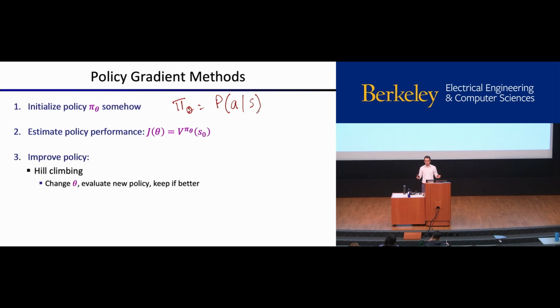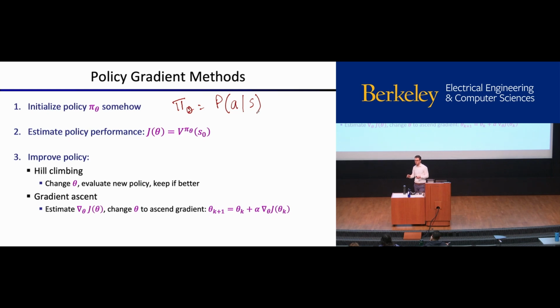Okay, and then we improve the policy by, we could do hill climbing. We could change theta, evaluate the new policy, keep it if it's better, and keep doing that repeatedly. But policy gradient says we're going to actually do gradient ascent. If we can estimate the gradient with respect to the policy parameters of this objective function, then we can change theta to ascend this gradient. So all we would have to do is take a step, move from theta k to theta k plus 1 in the direction of steepest ascent of the objective function. So whatever direction I can move my policy in order to maximize this objective, that's going to say that I'm going to get as much value as possible from my starting state.